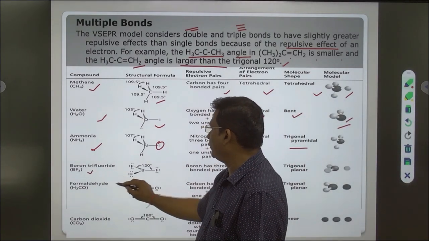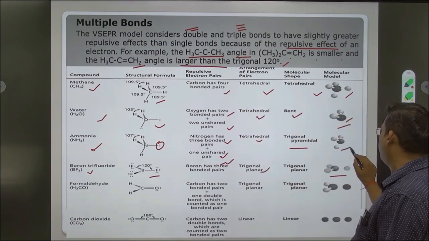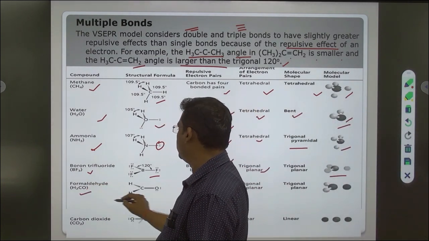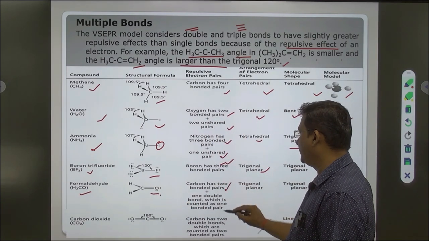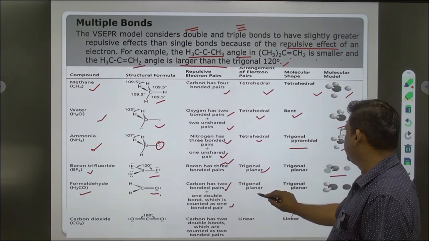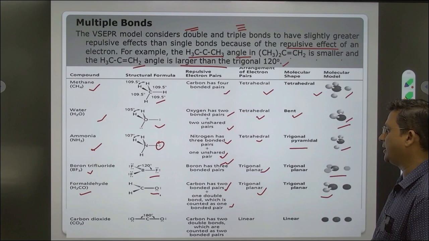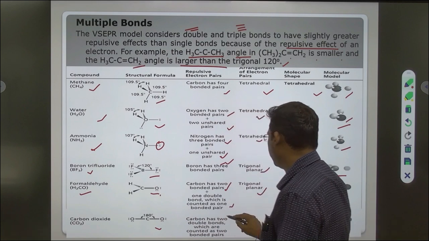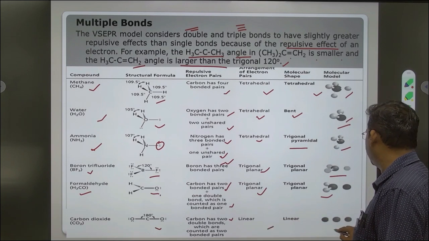BF3, boron trifluoride, there are 3 bonded pairs, trigonal planar, this is the trigonal planar structure. Formaldehyde, CH2O, this is the CH2O. The carbon has 2 bond pairs and 1 double bonded oxygen, trigonal planar, this also forms a trigonal structure. And CO2 is the linear structure, where 2 double bonds are counted as 2 bonded pairs, giving a linear structure.